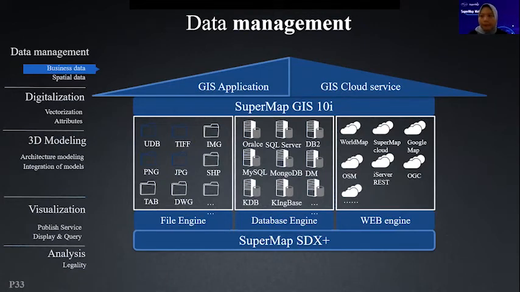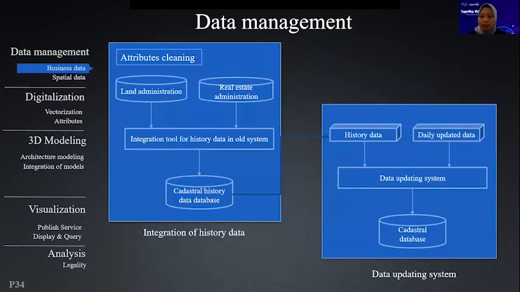For the business data, we divide it into two main parts: the integration of history data and the data updating system. The old system integration tool for history data, which stores the cadastre history database, will be accessed as the history data by the data updating system to create the updated cadastre database. It makes sure that the database stores existing history data and also daily updated data for the following functionality for 3D cadastre.